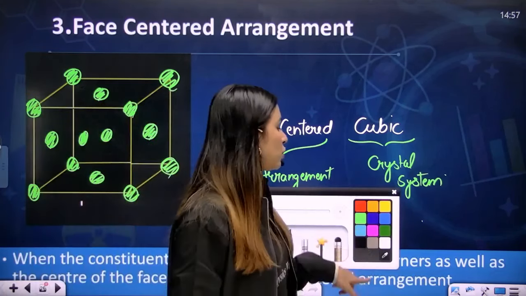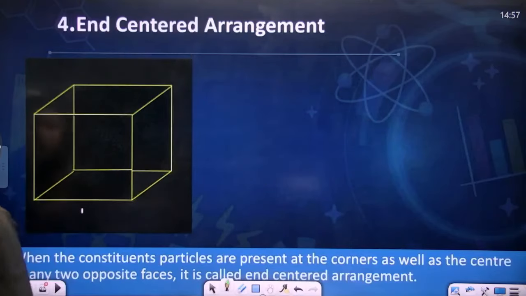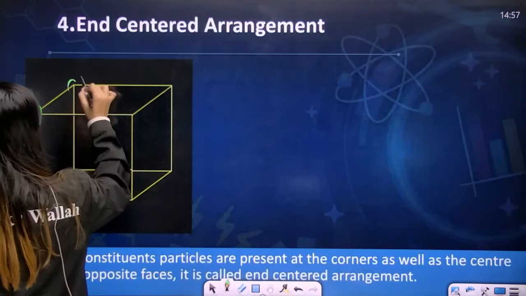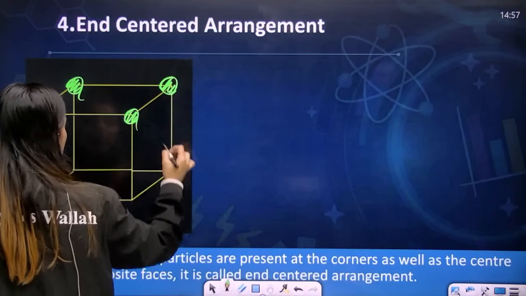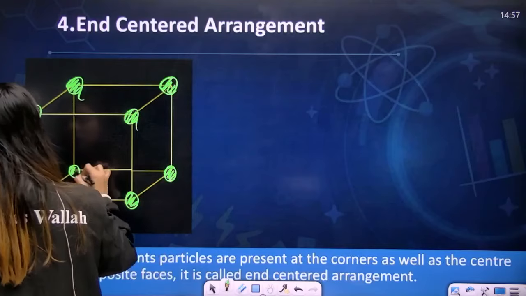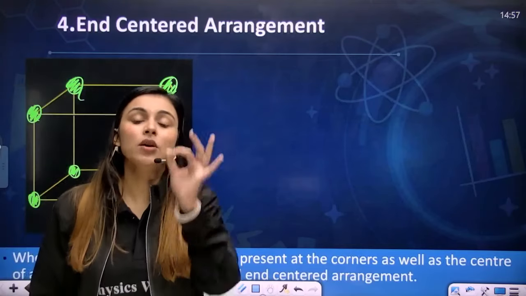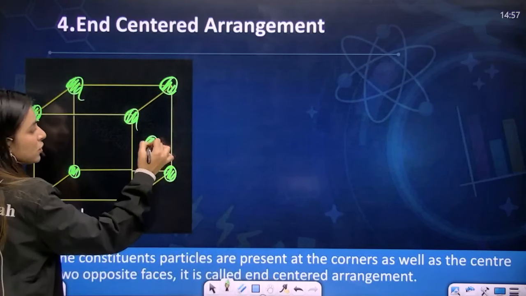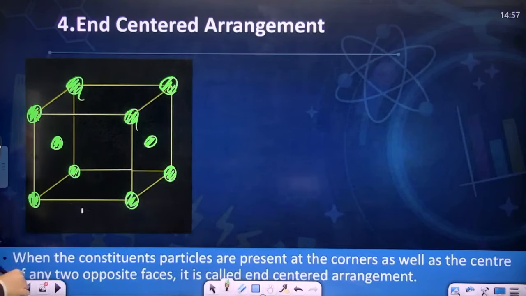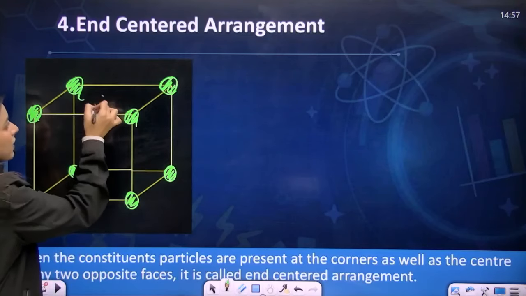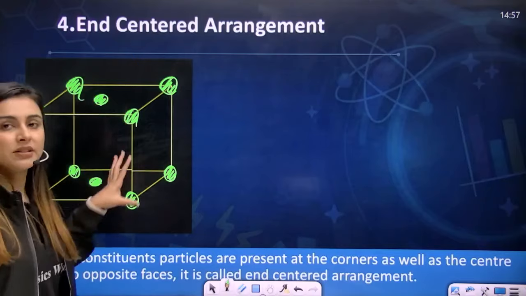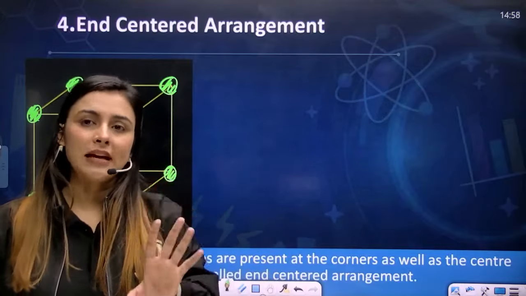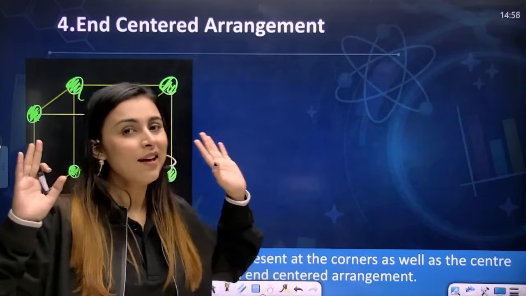Let's discuss the last type of arrangement, and that is the end-centered arrangement. What happens in an end-centered arrangement is you have atoms present at the corners, and you have atoms present at any one pair of opposite faces. This means that if we take these opposite faces, then only at the centers of these opposite faces could atoms be present. Any one pair of opposite faces, center, atoms can be arranged there. Just make a sentence out of it.